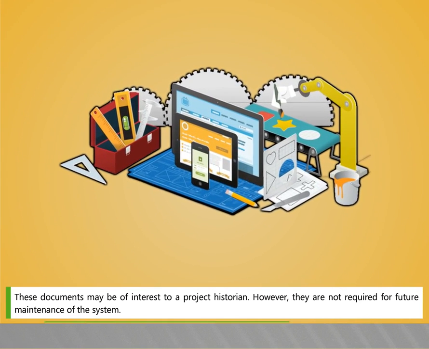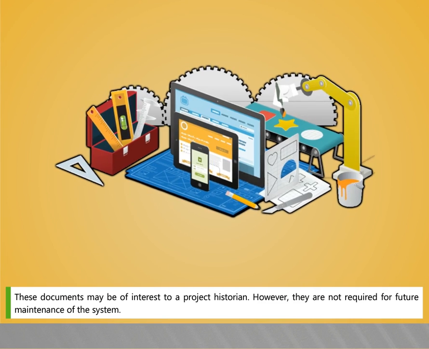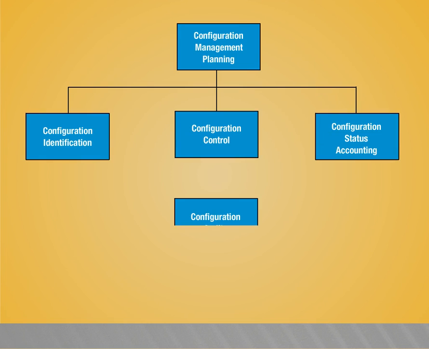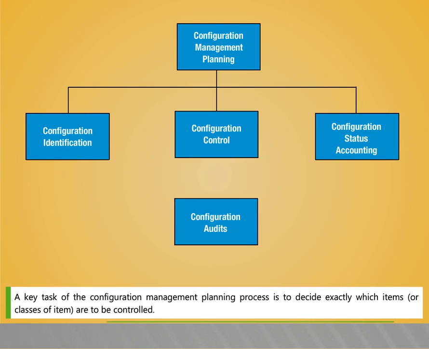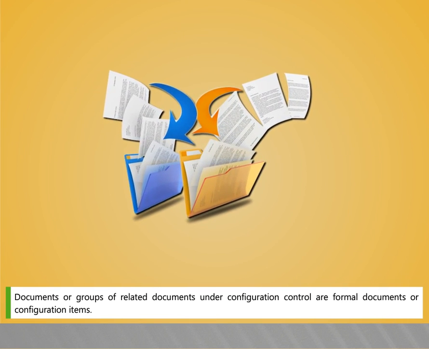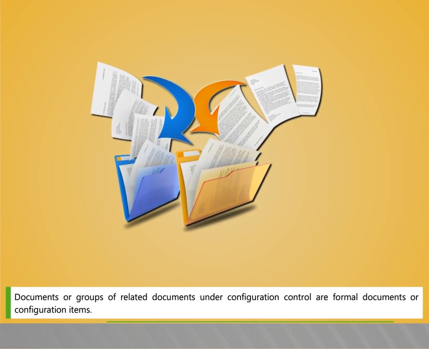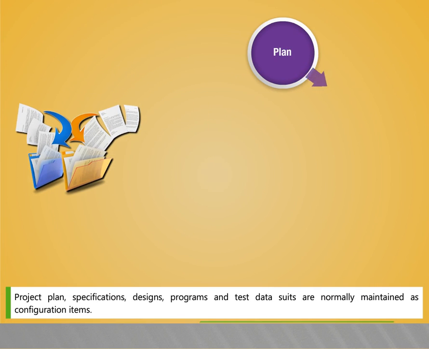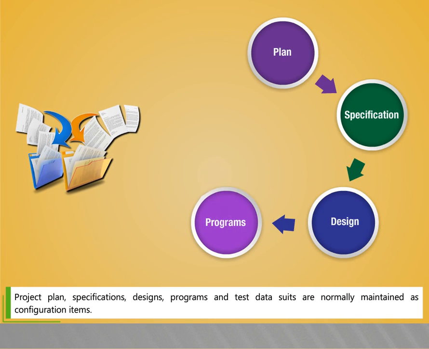These documents may be of interest to a project historian. However, they are not required for future maintenance of the system. A key task of the configuration management planning is to decide exactly which items or classes of item ought to be controlled. A group of related documents under configuration control are formal documents or configuration items. Project plans, specifications, designs, programs, and test data suites are normally maintained as configuration items.